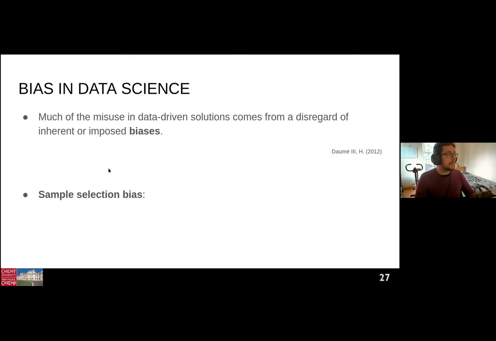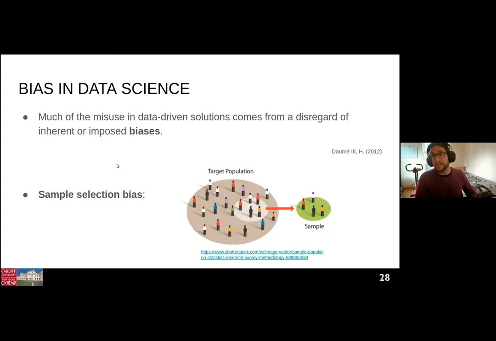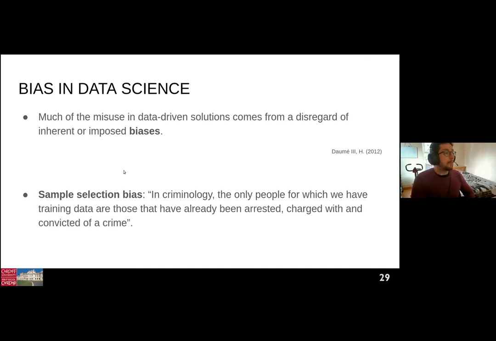In terms of sample selection, this is probably a more traditional type of problem, where you can't really tell whether the sample that you take of a population is a good representative of the population itself. For example, in criminology, and these examples are all from this excellent book on machine learning from Hal Daumé III, and I quote: in criminology, the only people for which we have training data are those that have already been arrested, charged with, and convicted of a crime. So, of course, this is a good, quote-unquote, foundation for amplifying that particular problem.